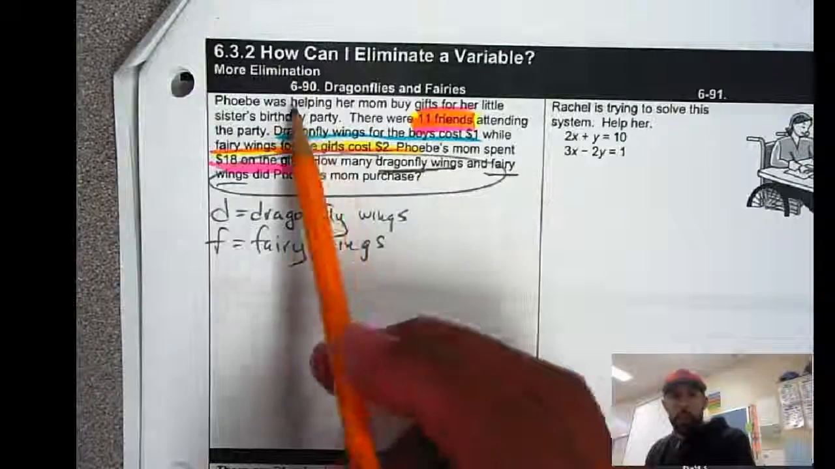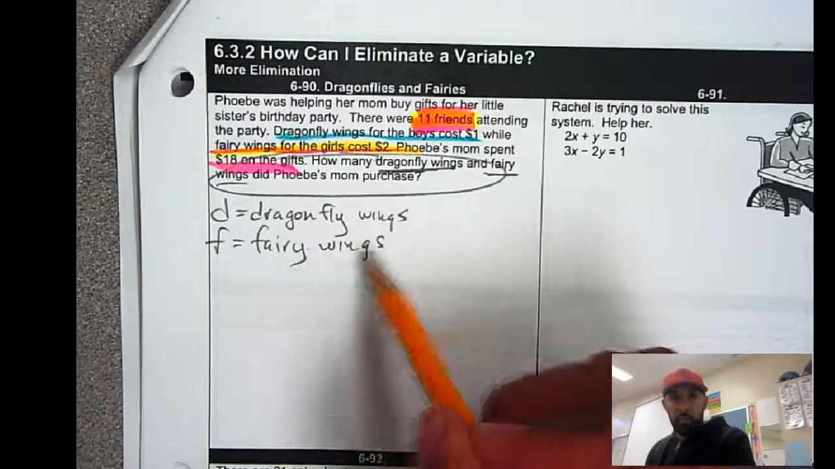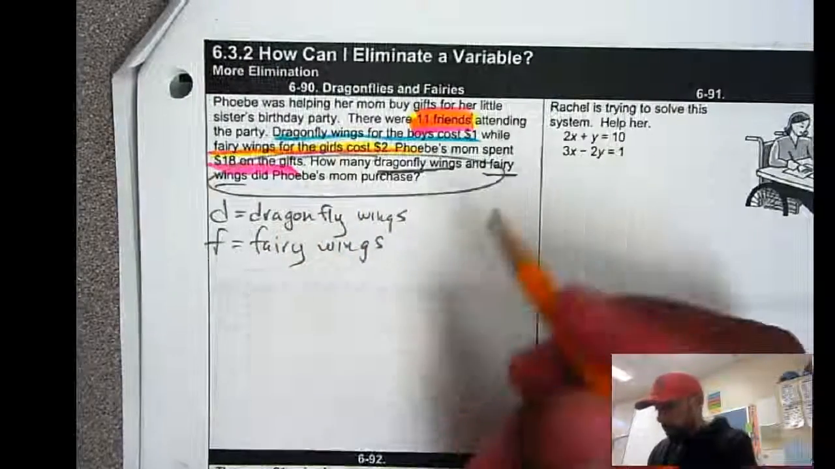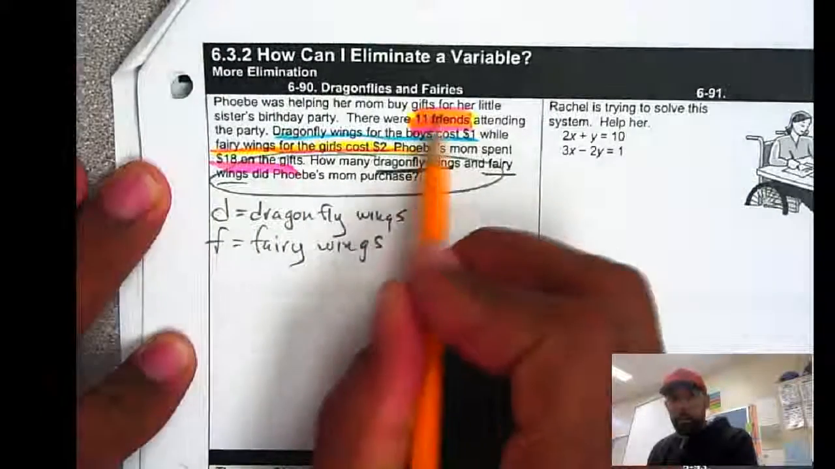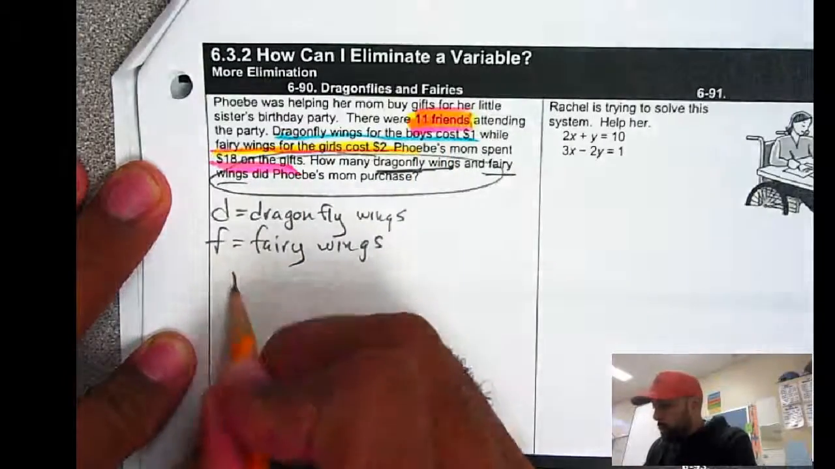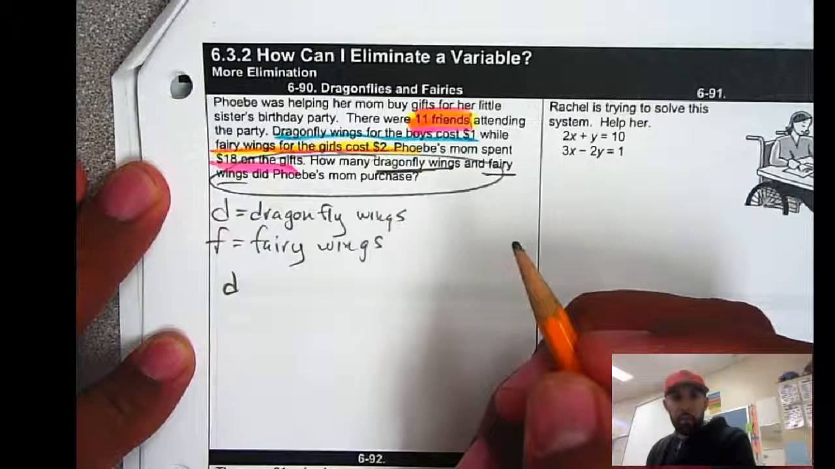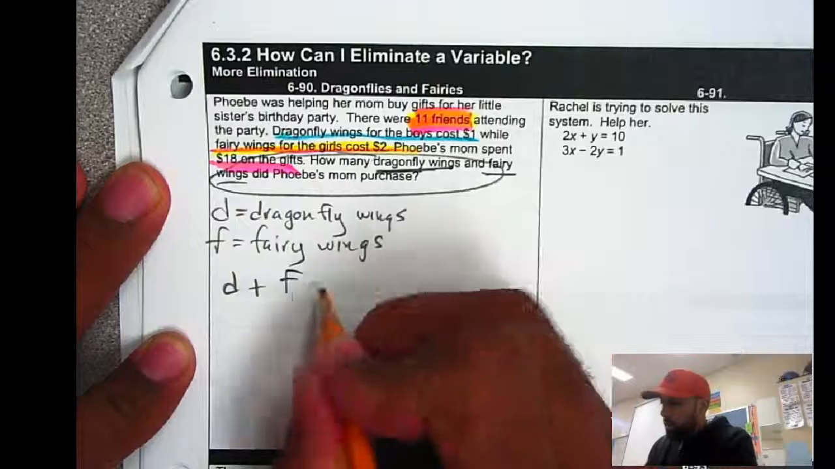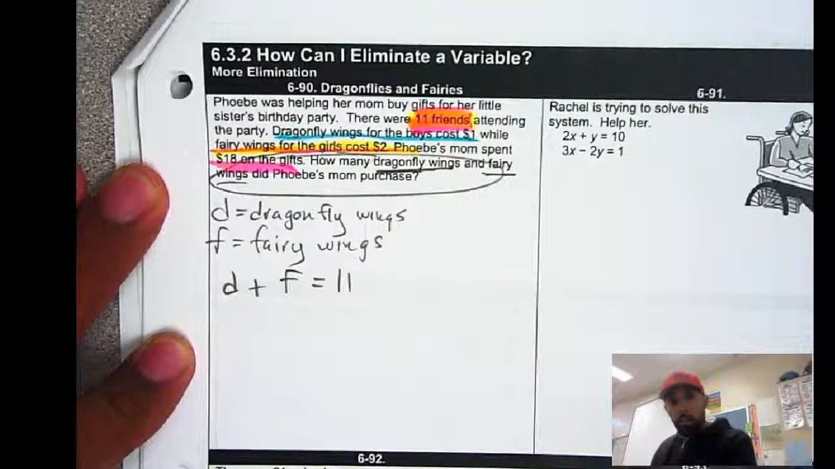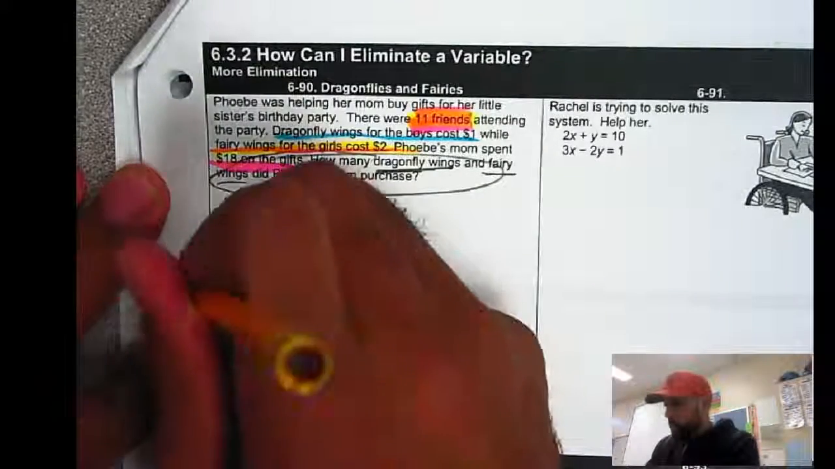Every girl got fairy wings and every boy got dragonfly wings. So if we add up the amount of dragonfly wings she bought plus the amount of fairy wings she bought, that should add up to 11 because she had 11 friends. So that's the first equation.